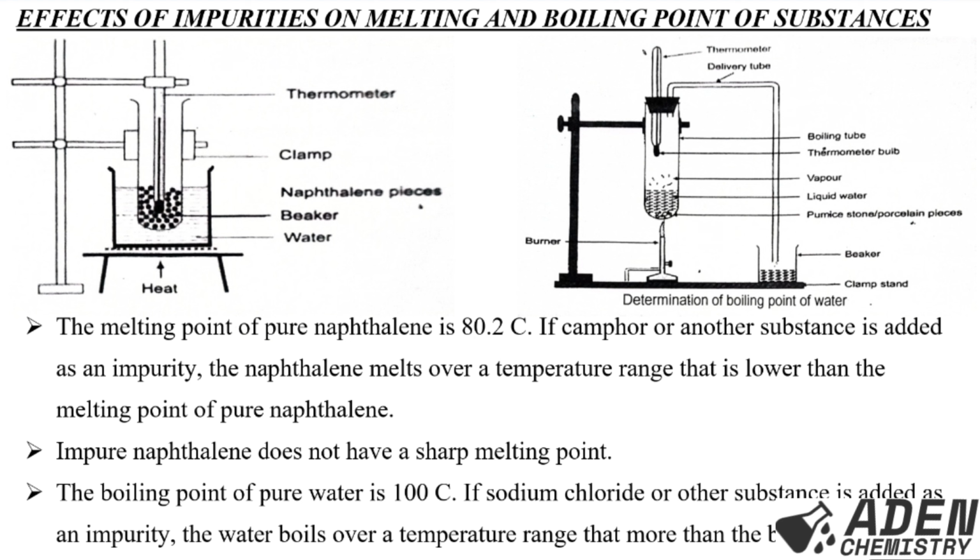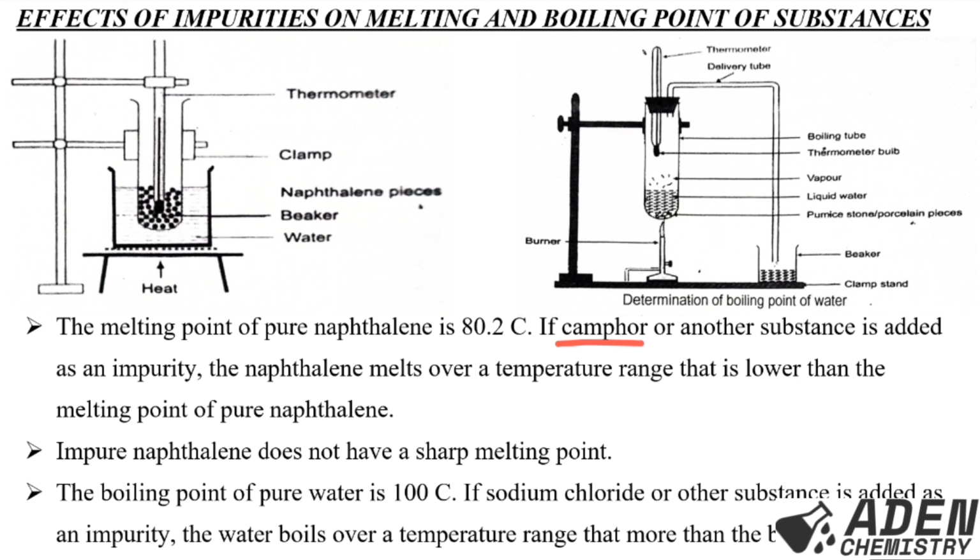If camphor or another substance is added as an impurity, we are told the naphthalene melts over a temperature range that is lower than the melting point of pure naphthalene. So when we add impurities like camphor or another substance, the naphthalene is going to melt over a temperature range, and that range is lower than the melting point of pure naphthalene.